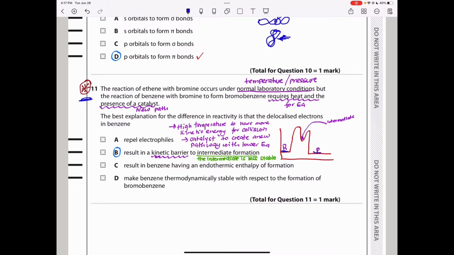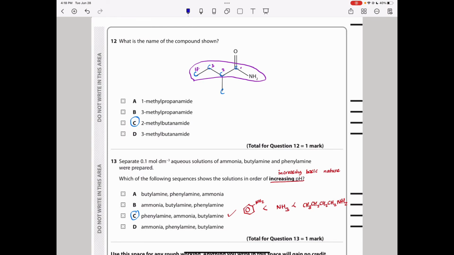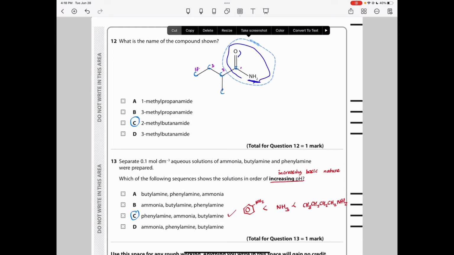Let's go to question 12. What is the name of the compound shown? So let me first erase this. Let's see. For the name of this compound, I usually like to position the carbons. Since this is a functional group, the whole thing together creates the amide. Again, let me erase that.